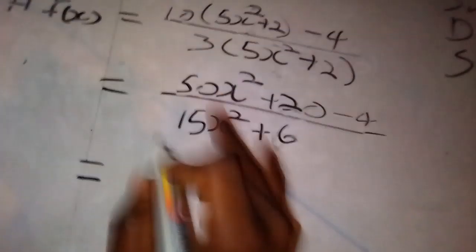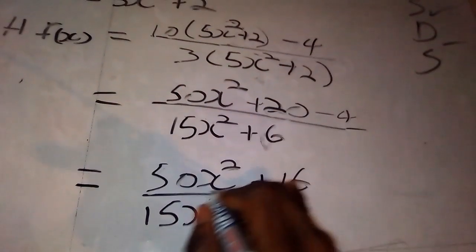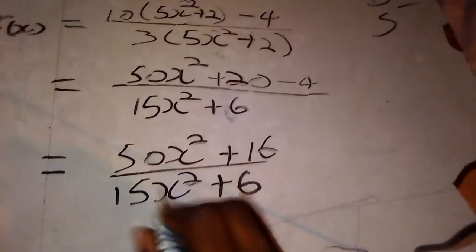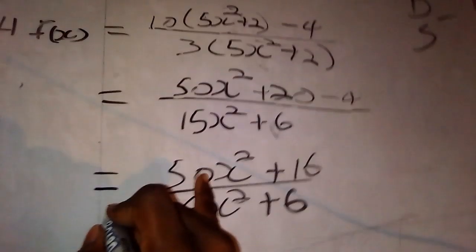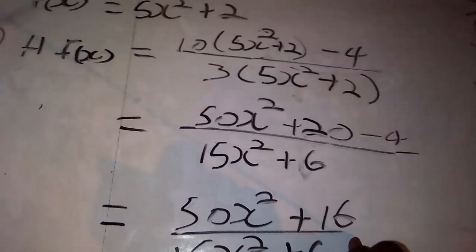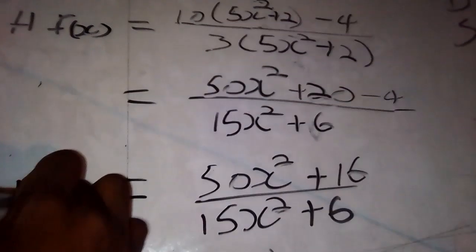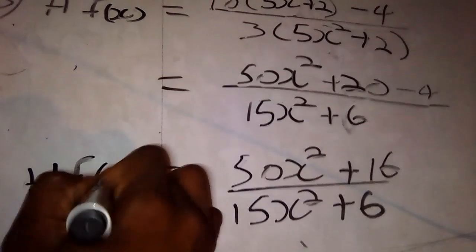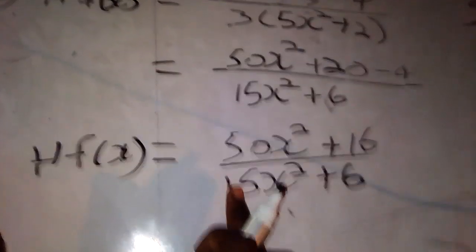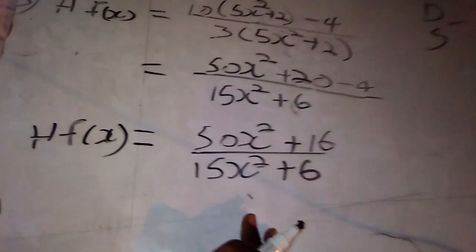Then now I am going to leave the video and have you guys see if you can simplify anything here, and then you're going to write it back. So anybody who got 50x squared plus 16 over 15x squared plus 6, you're definitely correct. Because when I simplified it, we have the 20 minus 4, I will get 16. And nothing I had to simplify on the bottom part, so I put it back. So therefore, h of f of x is equal to 50x squared plus 16 over 15x squared plus 6. That's it for that question.